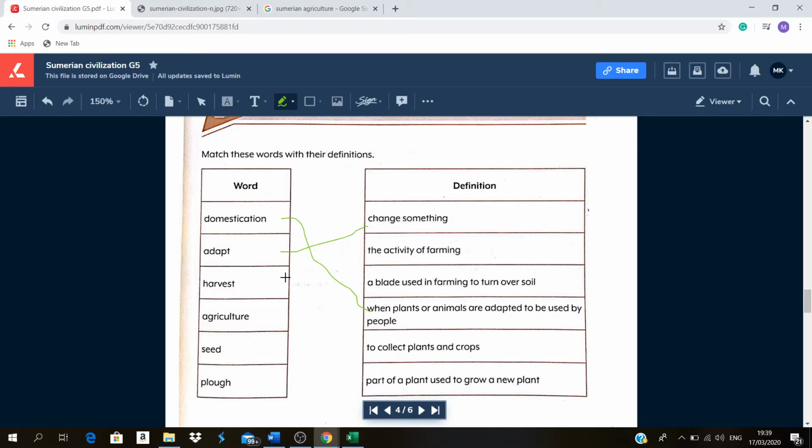What's the meaning of harvest? It's to collect plants and crops after farming. When we plant crops and they grow, we need to take them, to collect them. This is called harvest. Agriculture means the activity of farming. Seed is the part of a plant used to grow a new plant. Plow is a blade used in farming to turn over soil.